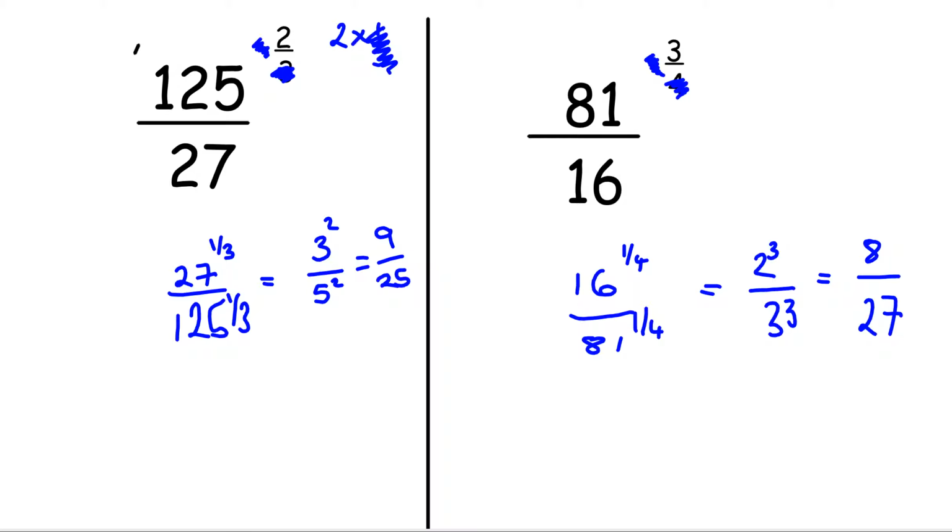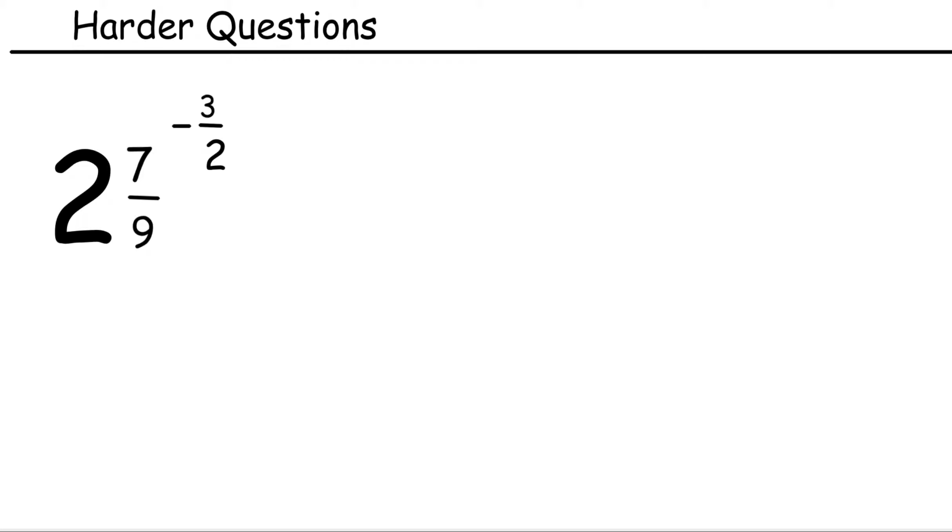Okay, this takes us to the next slide, which are the harder champion challenge questions. The first thing you want to do is take this mixed number and turn it into a top-heavy fraction. That means you do 9 times by 8, which is 72, then add on the 7. That gives me 25 over 9. Now that's going to be powered to 3 over 2. Like we did before, we're going to flip that fraction over to turn this power into a positive. So that's 9 over 25.